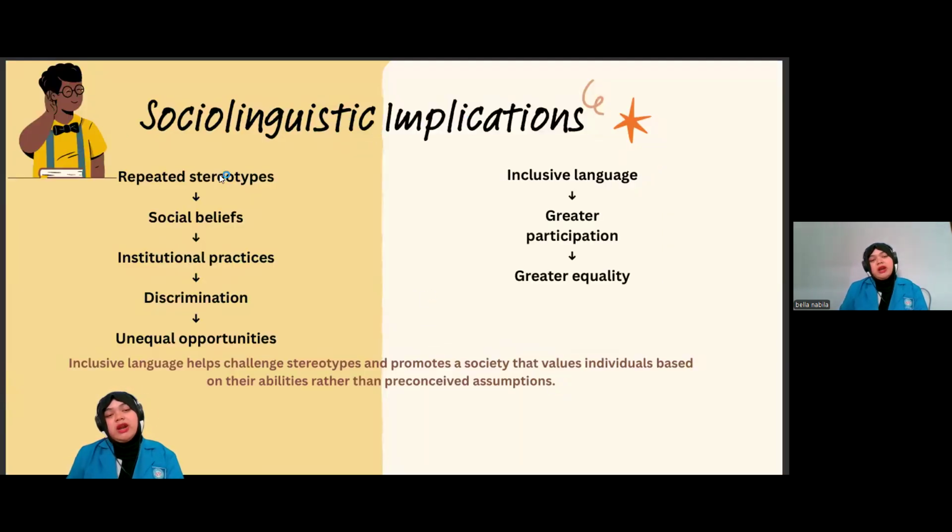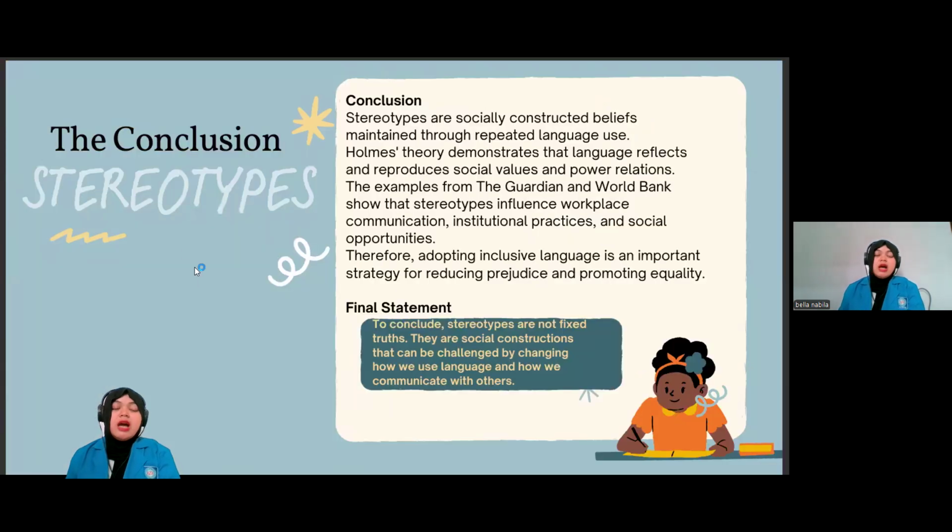Sociolinguistic implication: repeated stereotypes shape antisocial beliefs, intentional practice, discrimination, and equal opportunities. Inclusive language leads to greater perception, while its absence leads to greater inequality. Inclusive language helps challenge stereotypes and promotes a society that evaluates individuals based on their abilities rather than presupposing preconceived assumptions.